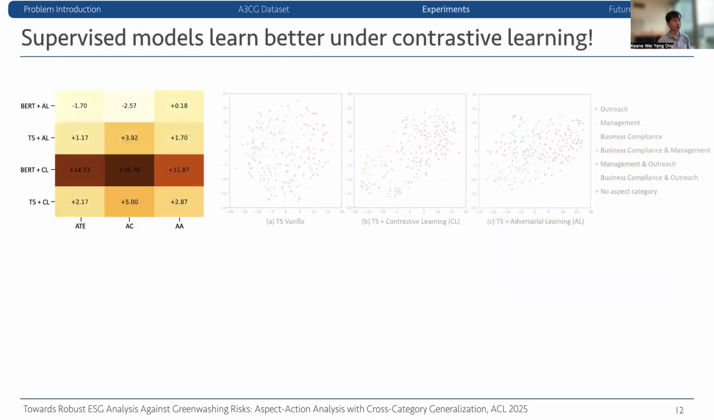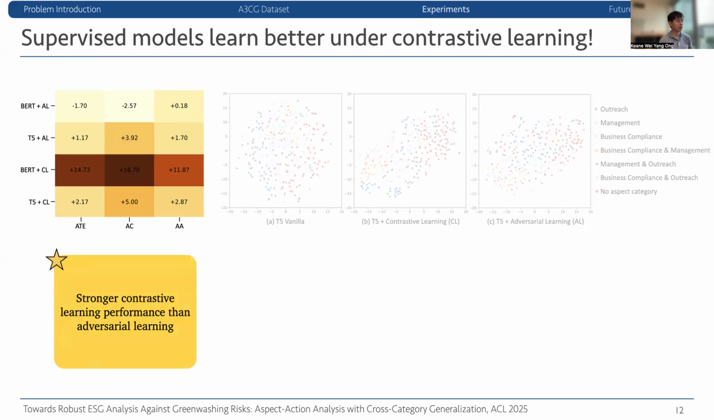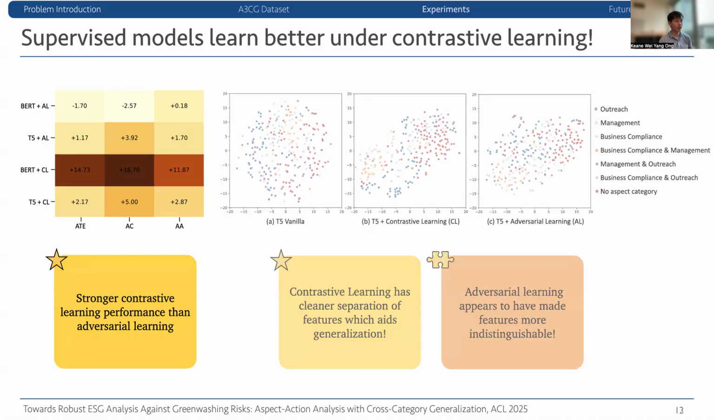Some other insights we have deal with the supervised models as well as the LLMs themselves. For supervised models, we set up a baseline comparing contrastive learning techniques with adversarial learning techniques, using both BERT sequence tagging as well as the T5 generative model. Through these very simple baselines, we observe that the performance of contrastive learning is much better than adversarial learning. We also try to have a more granular analysis of the embeddings and the features produced by both of these methods.